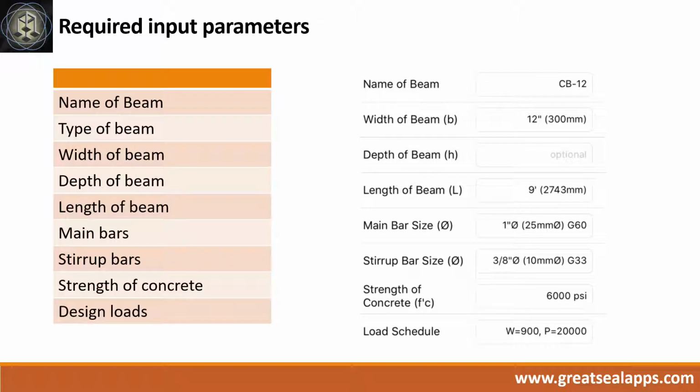Enumerate input parameters required. Name of beam CB12. Width of beam 12 inches. Length of beam 9 feet. Main bars 1-inch diameter at grade 60. Stirrup bars 3/8-inch diameter at grade 33. Strength of concrete 6,000 psi. Uniform load is 900 pounds per foot and concentrated load is 20,000 pounds.